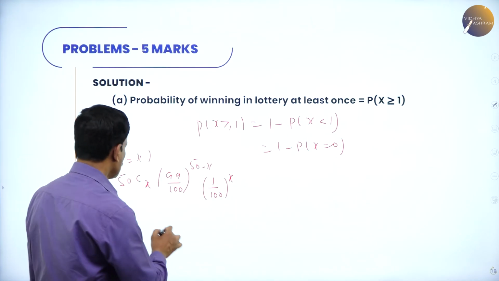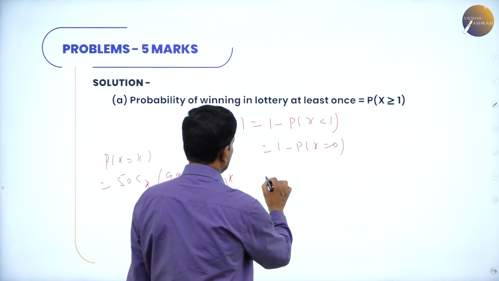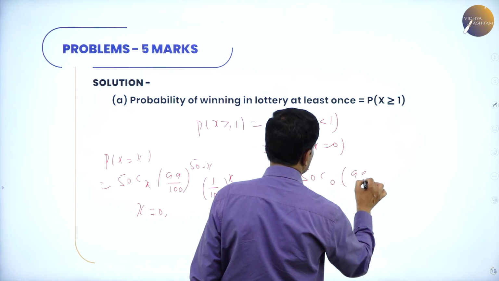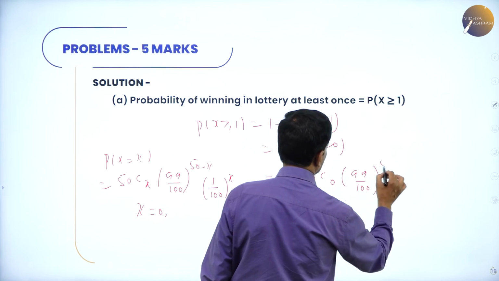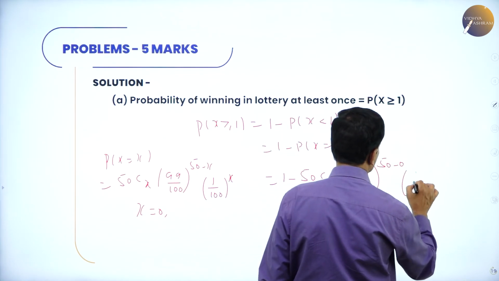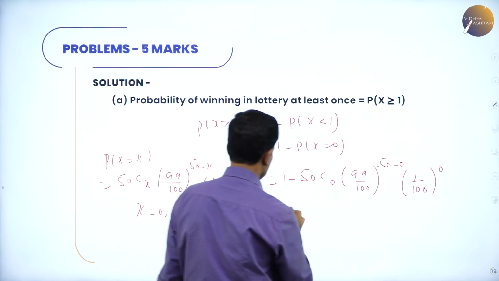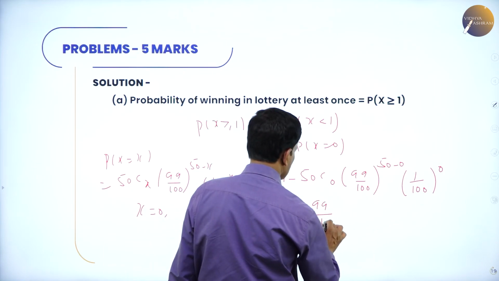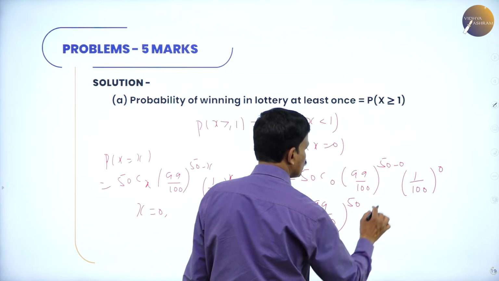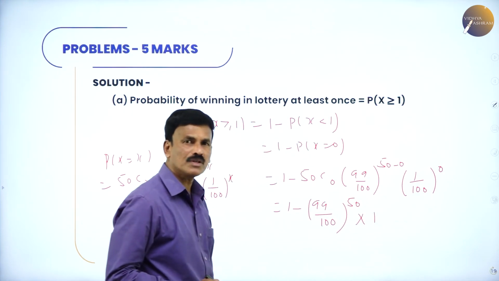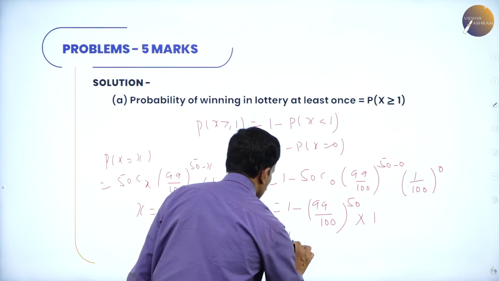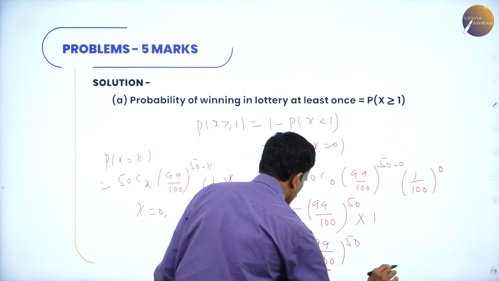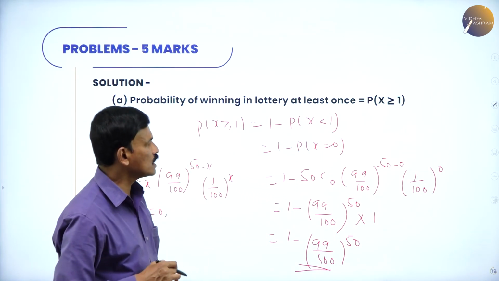Now put x equal to 0 here. What you will get? 1 minus 50c0 into (99/100)^(50-0) into (1/100)^0. So this is 1 minus 50c0 is 1, into (99/100)^50, and (1/100)^0 is 1. So this is equal to 1 minus (99/100)^50, which is the probability of winning the lottery at least once.